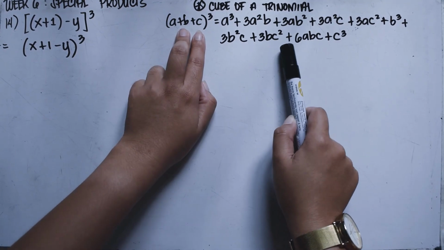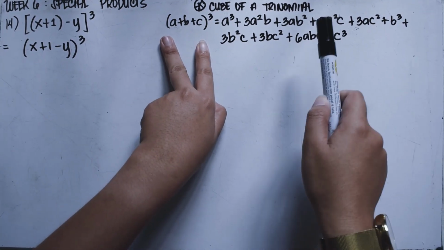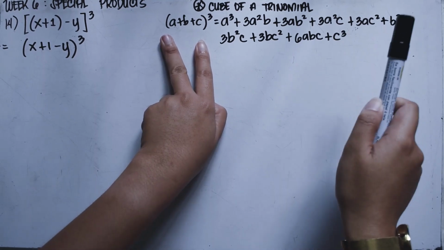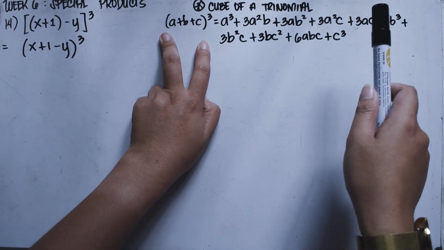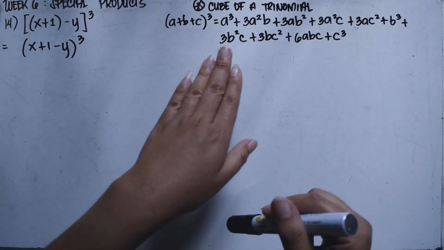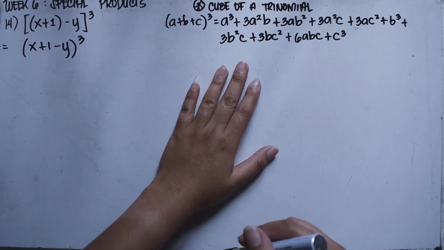6 times the product ng tatlo. 6 times A times B times C. Nakuha. And then, the last term will be yung cube nung ating last term. So, nakuha. So, ito yung susundin nating pattern sa pagsosolve ng cube of a trinomial.